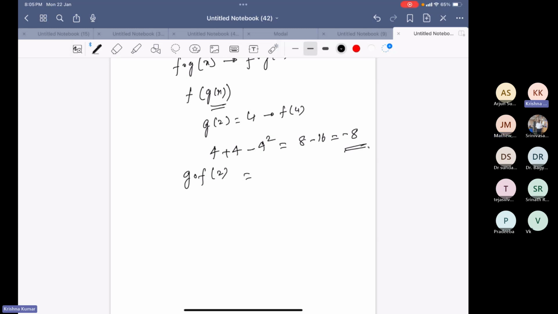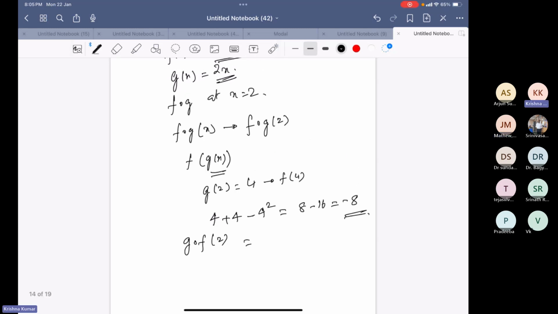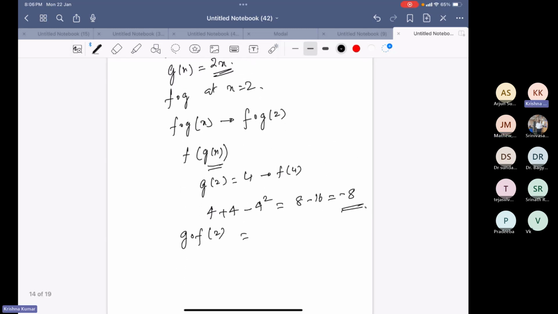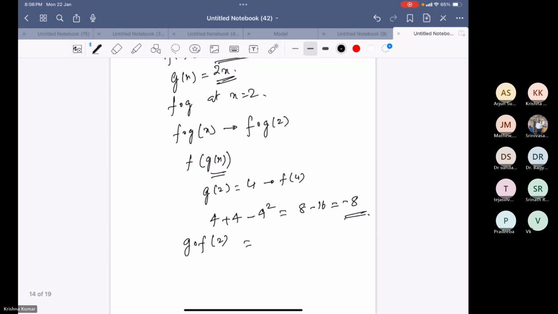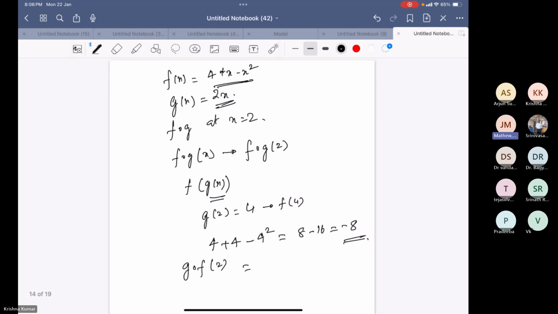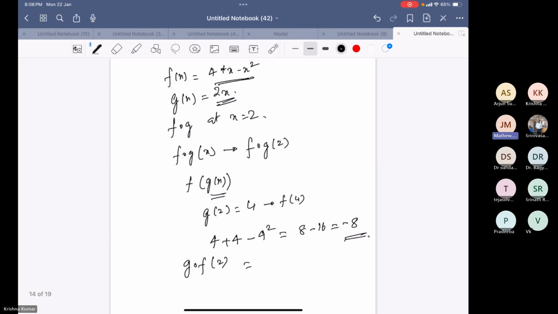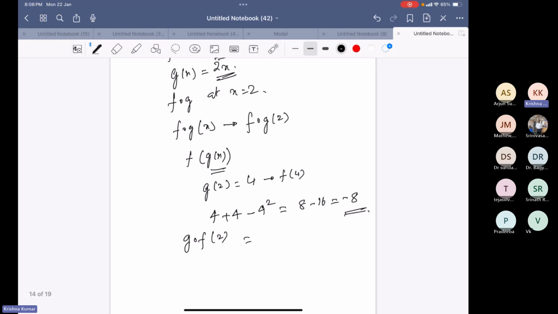So first is f of 2. What is that function? 4 plus x minus x squared. So what is that? f of 2. So how do I write this? g of f of 2.